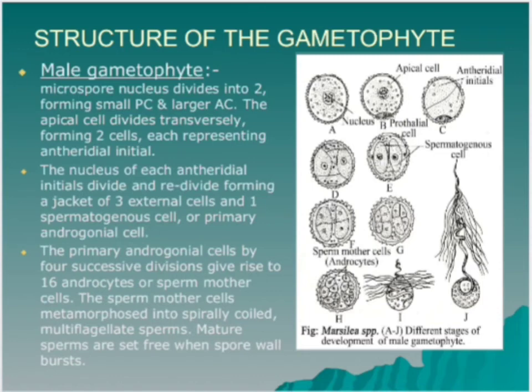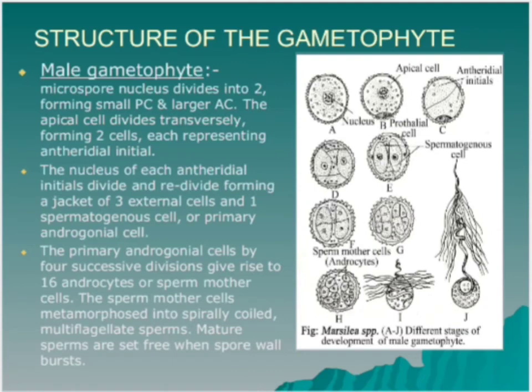Now, first of all, structure of the male gametophyte. The microspore is the first cell of the male gametophyte. Germination of the microspore starts as soon as it is liberated from the microsporangium. At first, the microspore nucleus divides into two, forming a small prothallial cell and a larger apical cell. The apical cell then divides transversely, forming two cells, each representing an antheridial initial.